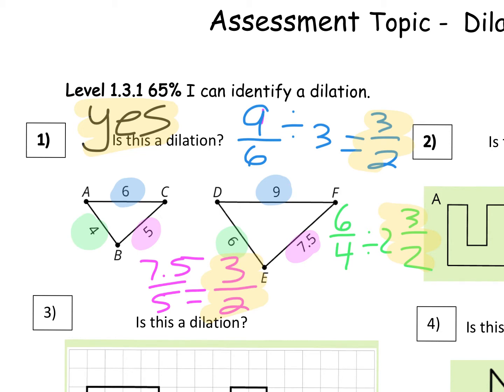So if you said no because you divided wrong and you got different scale factors, but I could see on your work that that's what you did, I would probably give you credit for that question. So think about that throughout, because the standard is, can you identify a dilation? Not, can you divide?